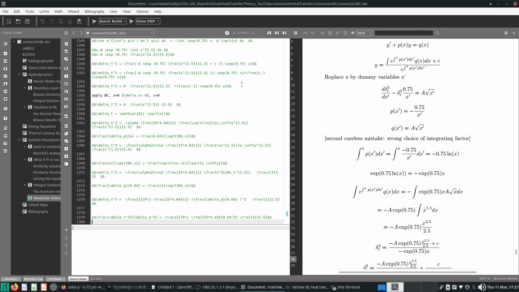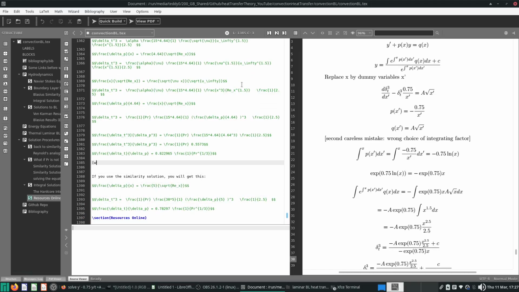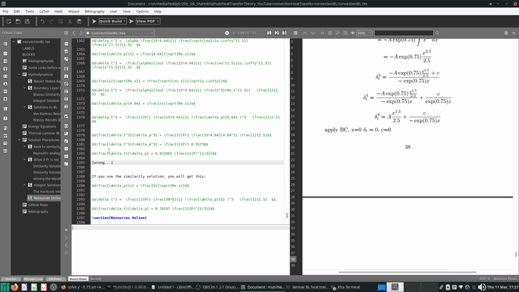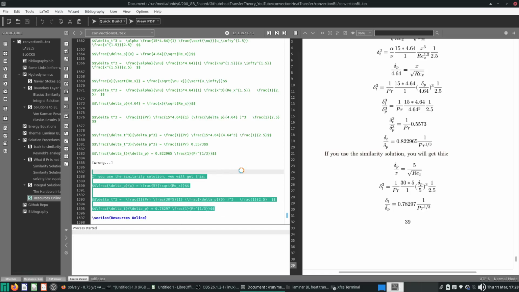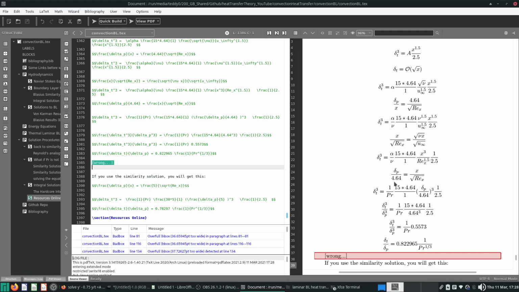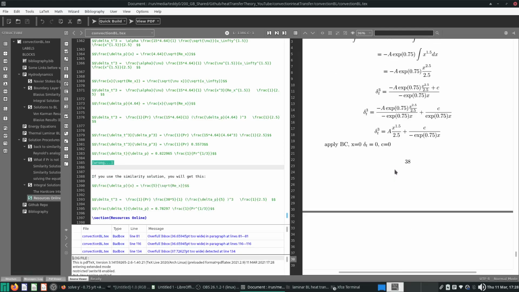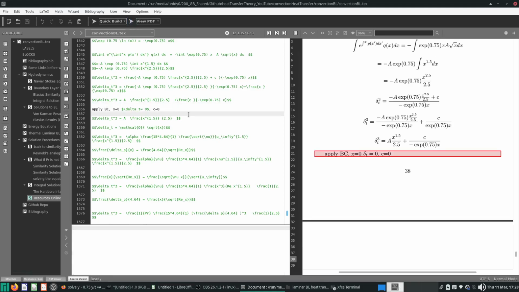All of this is wrong. I think the similarity solution part is also wrong, so just ignore. Let's go up, and I'll go to the delta t cubed part. Yes, see, all the way till here it is all wrong.